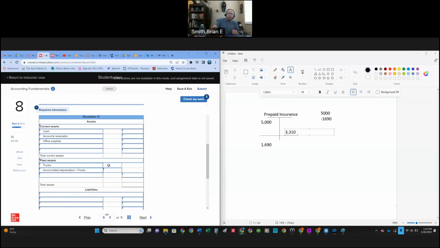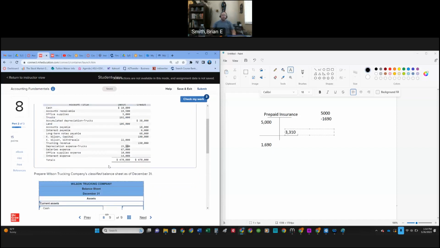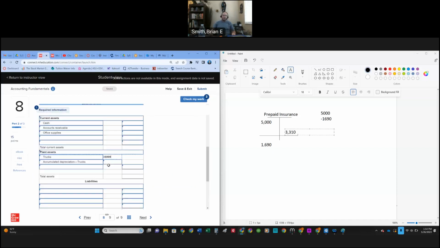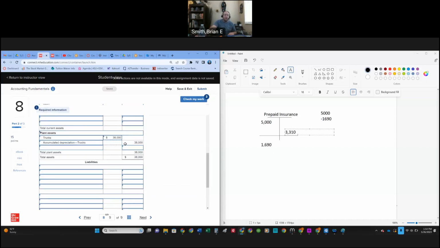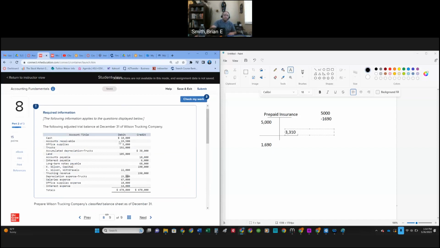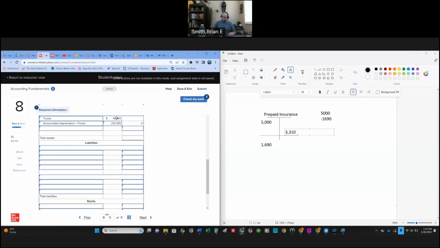We're going to put trucks in here, and I'm showing you this specifically because I want you to remember how to do this. So you had $38,000 for trucks, and then our accumulated depreciation on it. I'm sorry, 38,000 was the accumulated depreciation, 192,000. You're going to show this as a reduction, so you're going to have it subtracted there. Make sure you do that correctly.